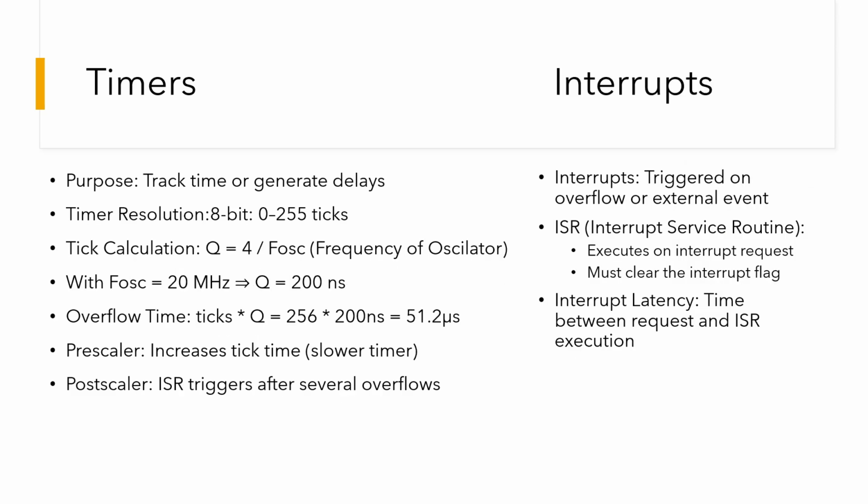So coming to the timers. Timers help track time or create delays. The microcontroller includes 8-bit timers, right? We have seen in that table, the 8-bit timers. So we calculated the timer ticks using the formula Q equals 4 divided by the frequency of the oscillator, that is 20 megahertz. I also used prescalers and postscalers to fine tune timer performance and set up interrupts for time sensitive tasks. So you can see Q equals 4 by the frequency of the oscillator, which is 20 megahertz. So Q equals 200 nanoseconds.